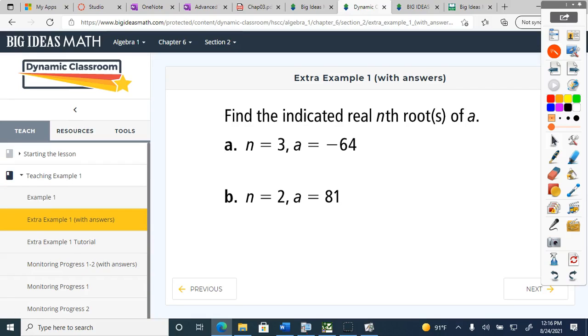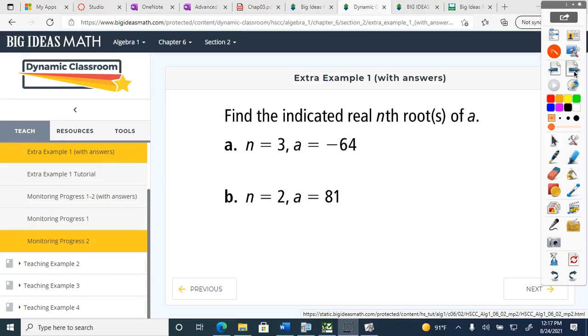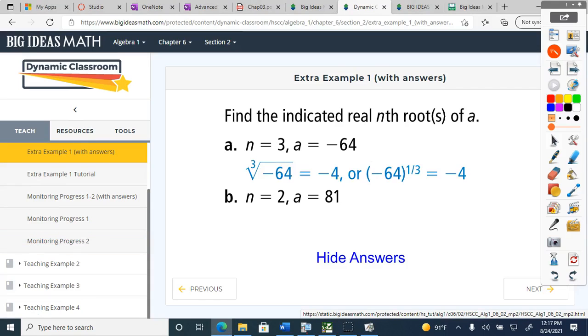Try those 2. I'm going to hit pause. What is the cubed root of negative 64? What'd y'all get? -4 is correct. Excellent. Okay. What is the square root of 81? 9 or what? Or -9. Remember, when it's an even root, you got to put your plus or minus. So it's plus or minus 9.